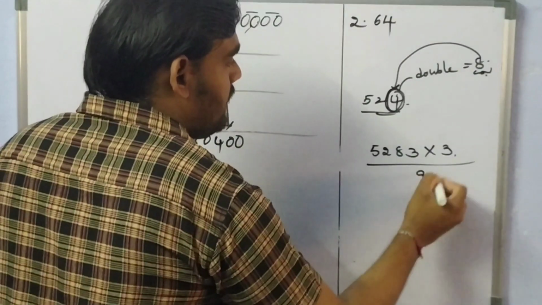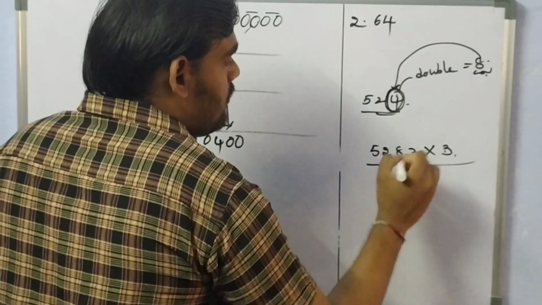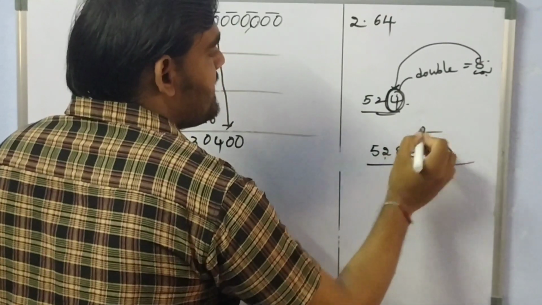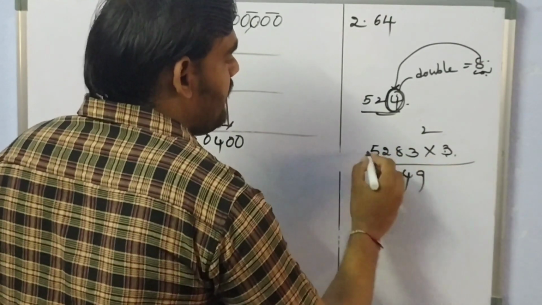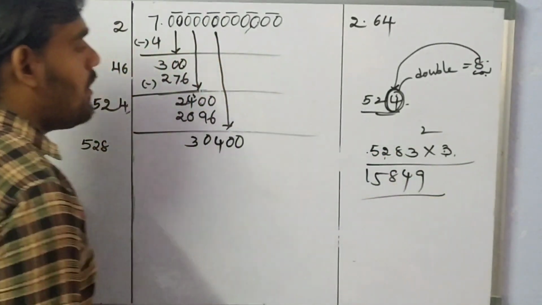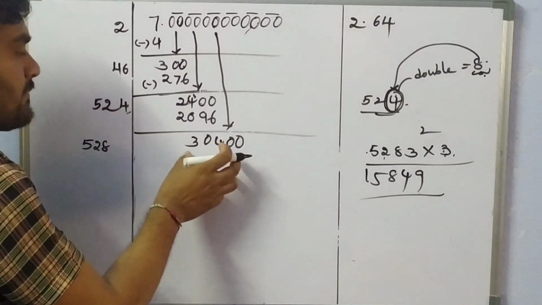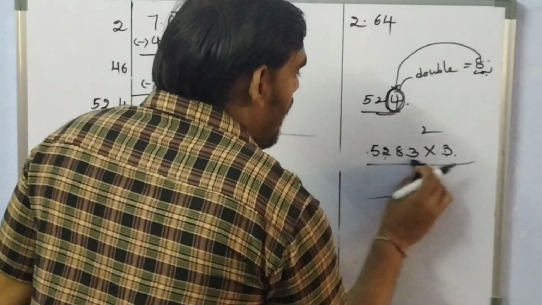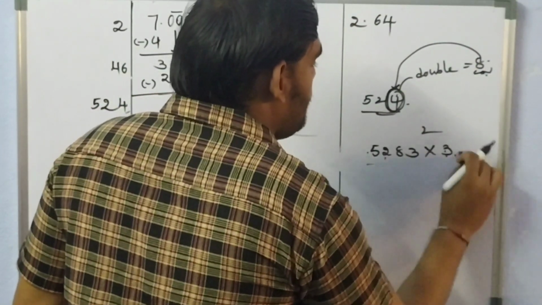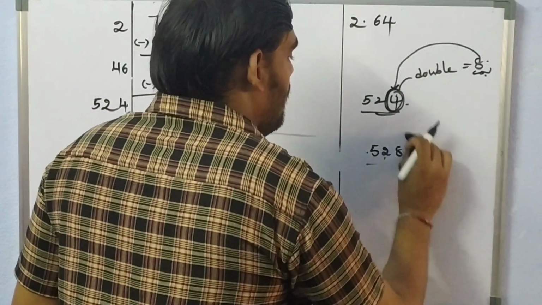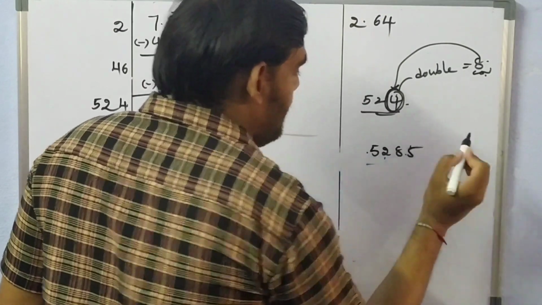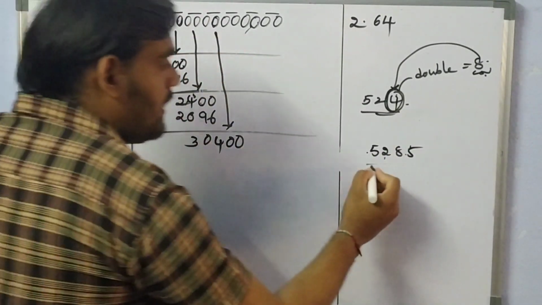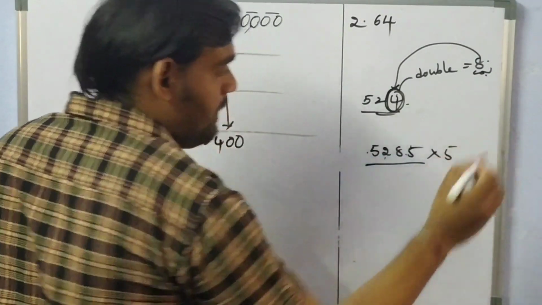3 3s are 9, 3 8s are 24, 2 3 2s are 6, 6 plus 2 8, 3 5s are 15. 15,849 is far away from 30,400. So that only, after 528 take 5, digit 5. So this entire number we need to multiply with 5.